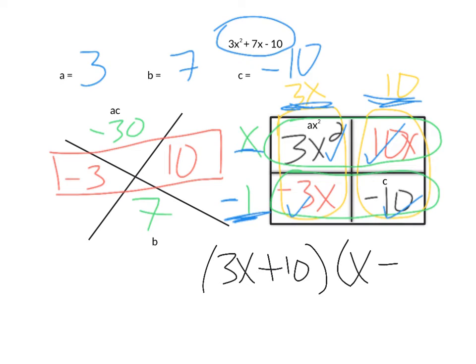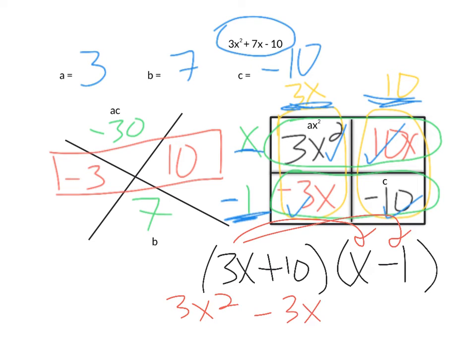Now remember, we should always check our answer by using our double distributive property. If I multiply 3x times x, I get 3x squared. 3x times negative 1 is negative 3x. Then if I distribute through the 10, I get plus 10x minus 10. I can combine those two middle terms, because they're like terms, to get 7x. So it does simplify to 3x squared plus 7x minus 10, so it checks out.